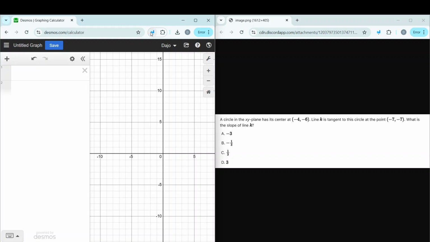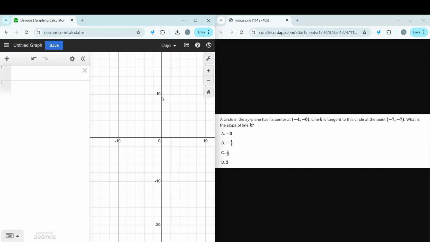Now, this one is confusing, but not for what you think. So let's read it. A circle in the xy plane has its center at (-4, -6). Line K is tangent to the circle at (-7, -7). What is the slope of line K?